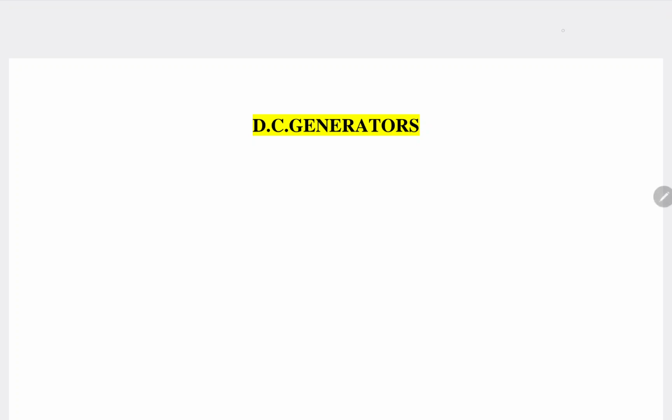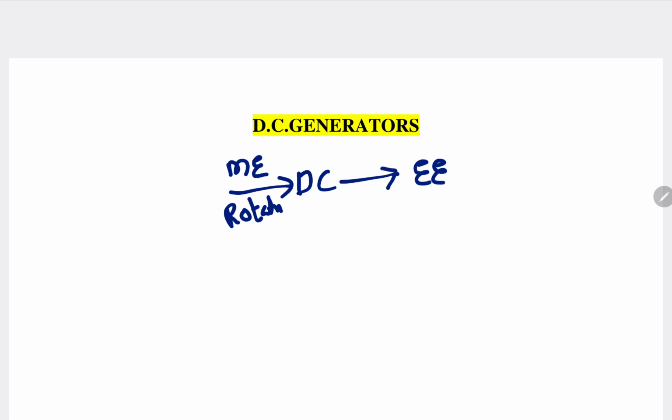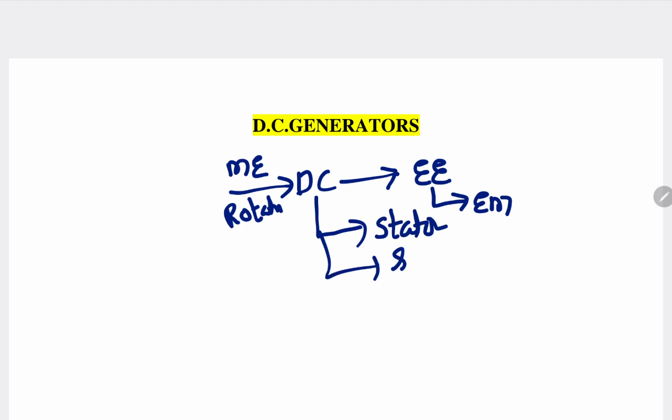We all know a DC generator is an electromechanical energy conversion device. A DC generator will convert input mechanical energy, which is nothing but rotation, into output electrical energy, which is nothing but EMF or voltage. And a DC generator mainly has two parts, stator and rotor, and it has armature winding as well as field winding.